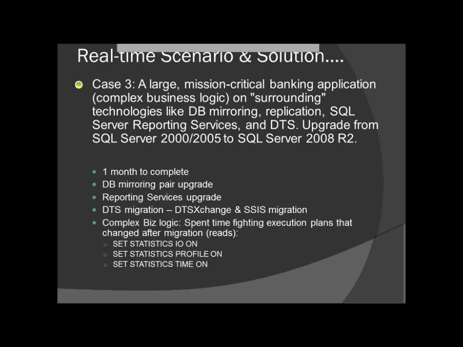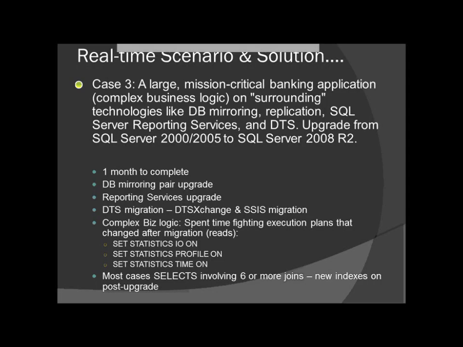Obviously, with the complex business logic, I had to go through all those things and get the number of reads for those queries that were running, using statistics IO, profile on and time on, so that this gives us exactly how long that particular query is taking. And I suggested, if your query has 6 or more joins, that means complex business logic, always create new indexes once you upgrade. As you know, the query optimizer is different from 2000 to 2008 R2, and we got plan guides. The plan guide would help on 2008 R2, so that for those queries that run multiple times in a day, the plan can be efficient enough to get the data quickly.